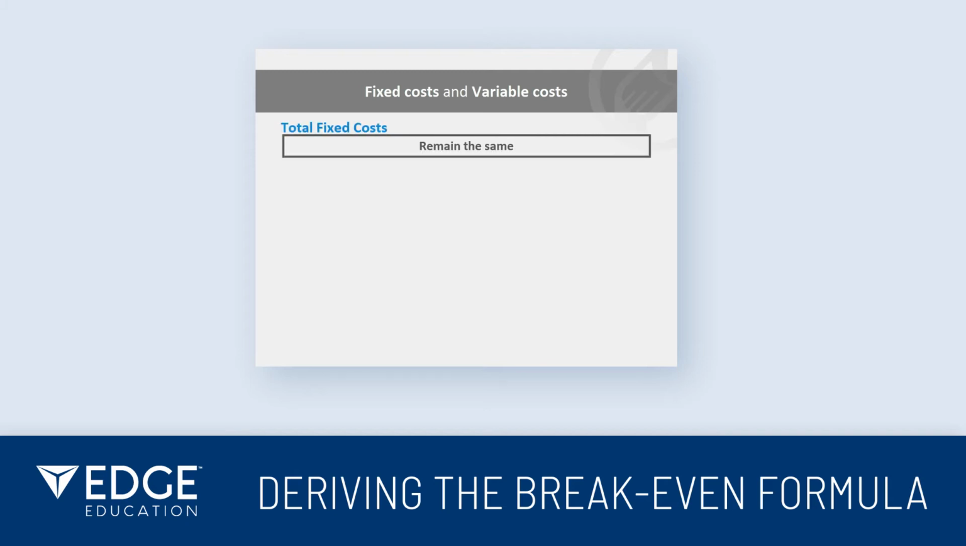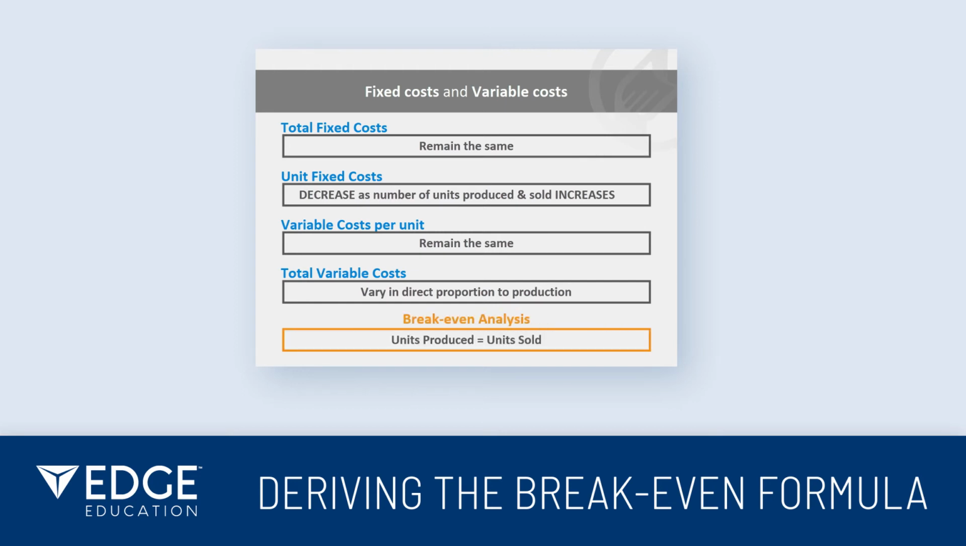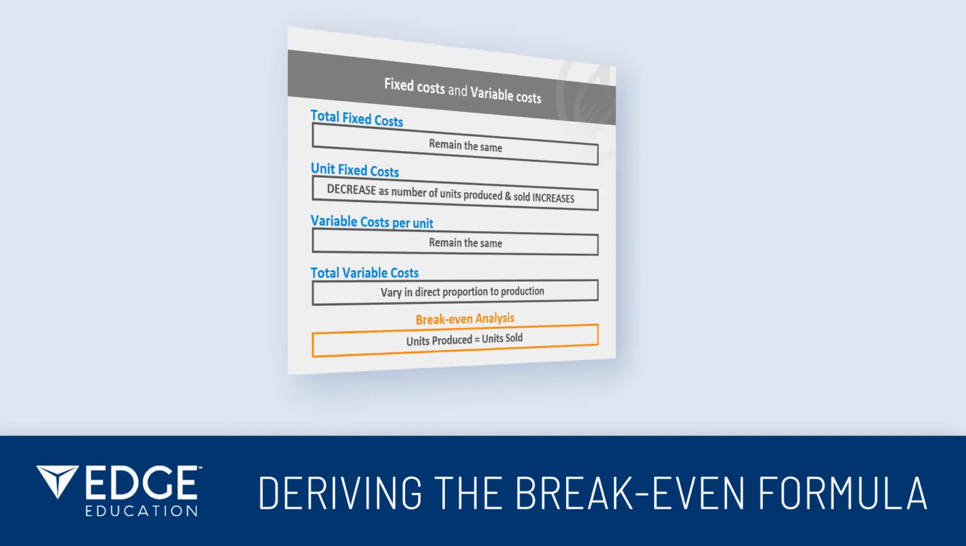Total fixed costs are constant. In other words, they remain the same regardless of how many units are produced and sold. As production increases, fixed costs per unit will decrease, as there are more units to divide total fixed costs by. Variable costs can be traced directly back to the product. The variable costs per unit remain constant. The total variable costs will vary in direct proportion to production. Note, in break-even analysis, we assume units produced are equal to units sold.